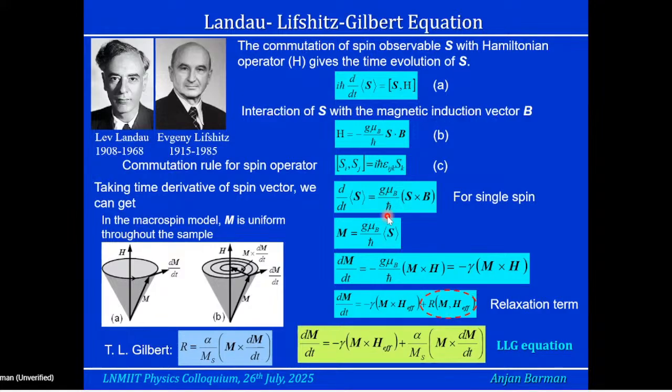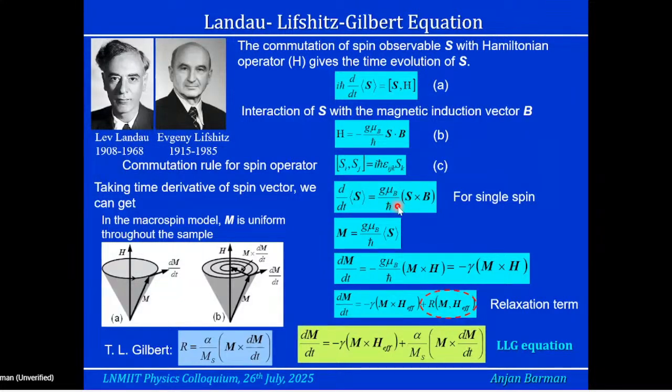and then gμ_B over ħ. Okay, so this is from a derivation by taking the time derivative of the spin vector. And in the macrospin model, the magnetization is given by gμ_B over ħ times S, the expectation value of S. So here you can see that you can actually put this in terms of M, and also this in terms of M.